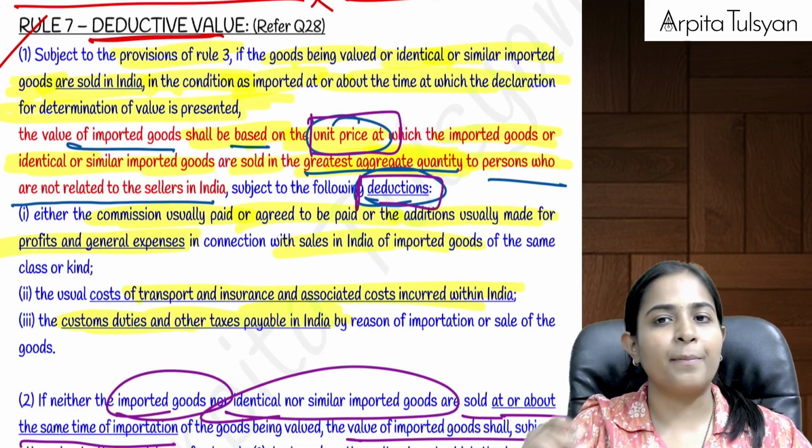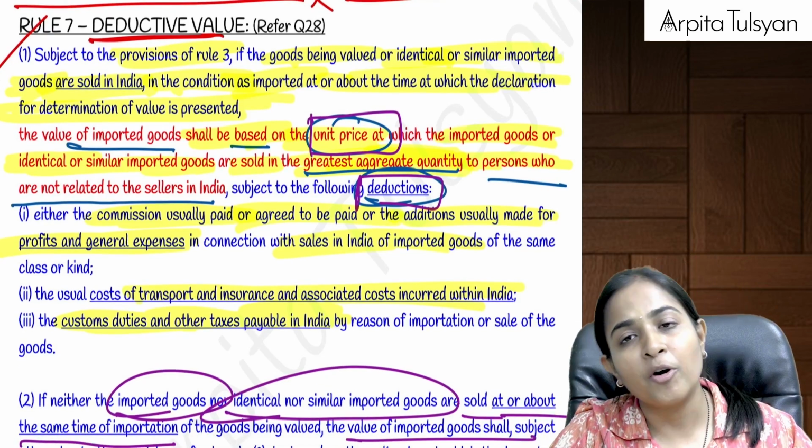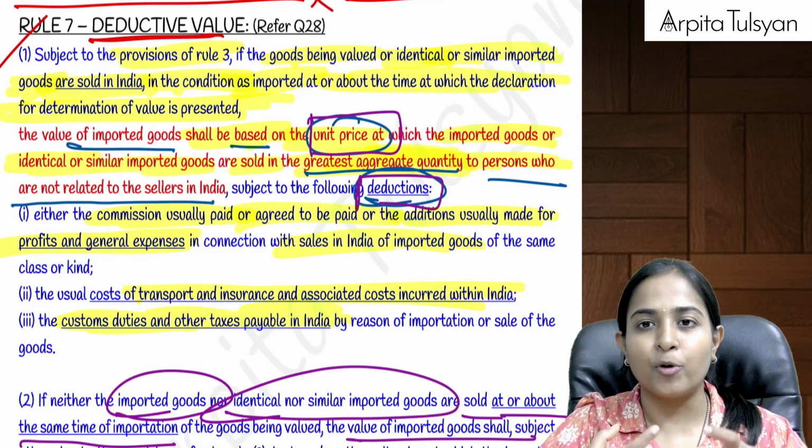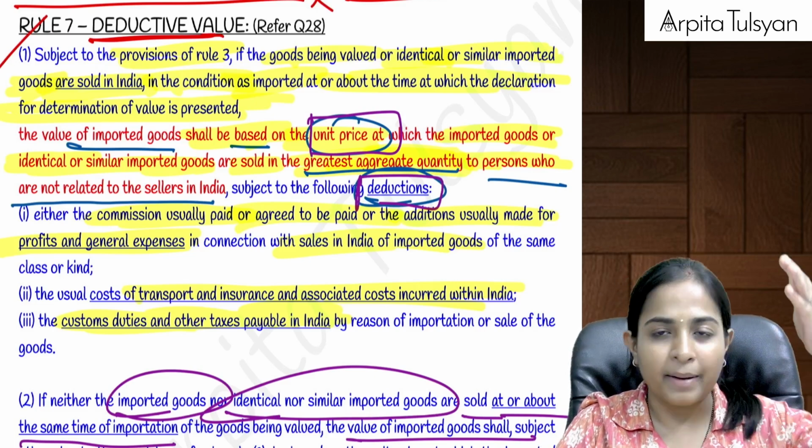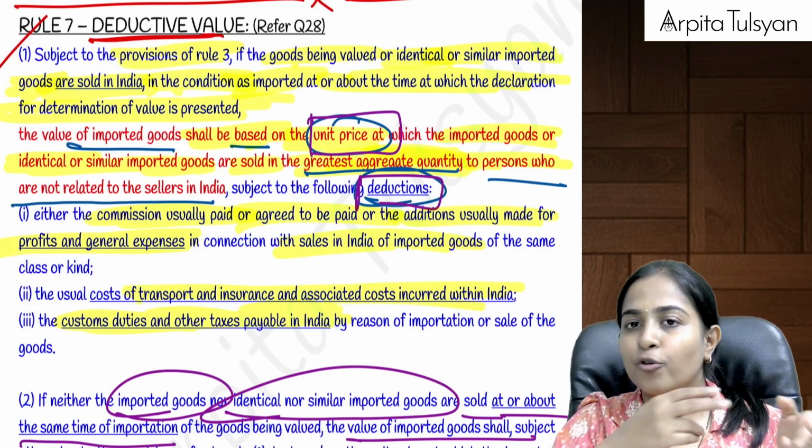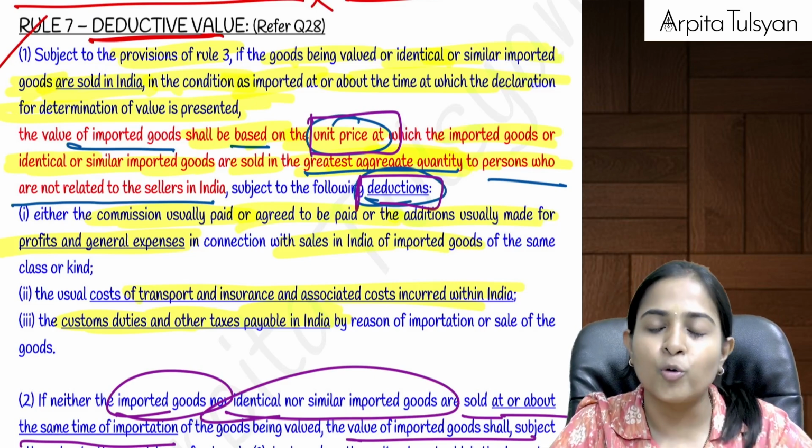Then going on to rule number 7 and rule number 8. Rule number 7 is talking about deductive value. Now let's say I have imported some goods, and the value is not determinable up to rule number 5. So we went to rule 6, and rule 6 told us to follow rule number 7.